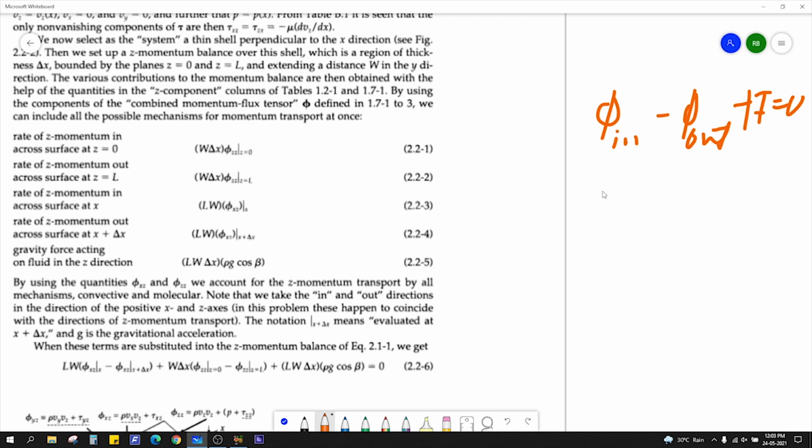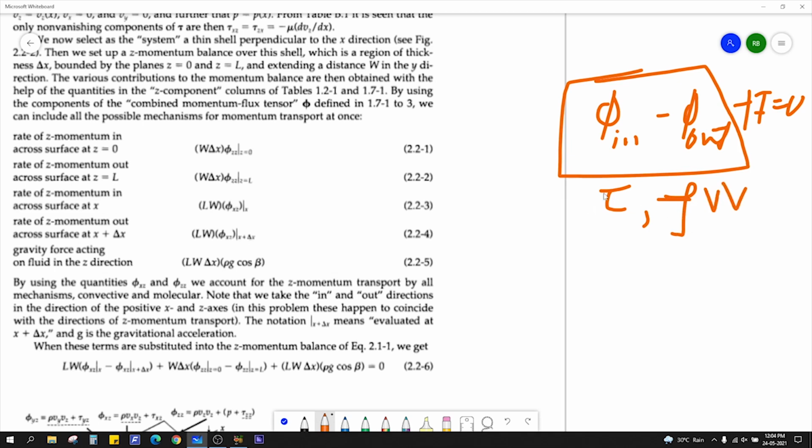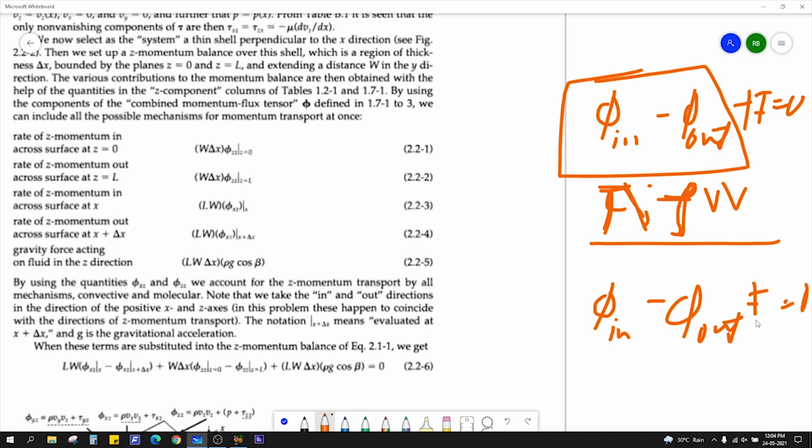See, you cannot take only tau, because we are talking about rate of momentum in and out. For combined momentum, you have to include shear stress as well as convective transfer. Molecular transfer was tau, and convective transfer was rho v v, right? So you have to take both components, right? So I will use pi, the combined momentum transfer, in minus pi out plus force equals 0. Okay, so in minus out.